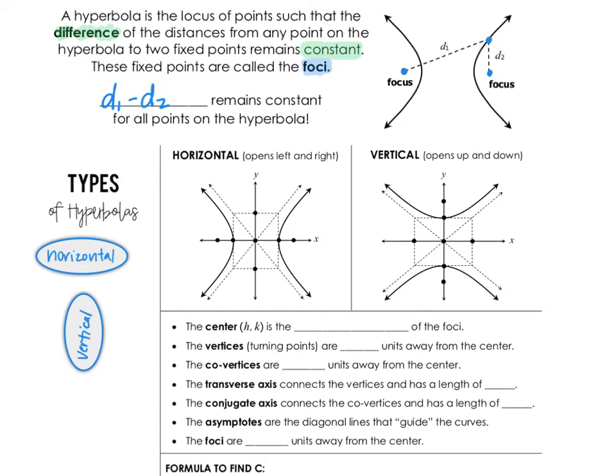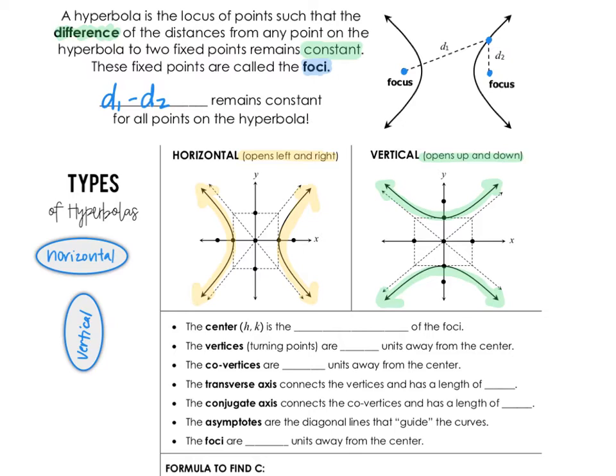The main difference for the two types of hyperbolas is that a horizontal hyperbola opens left and right. So these little curvy parts are pointing to the left and they're pointing to the right. I guess that's the best way to envision it. And then the vertical has little curvy parts opening up and then opening down, like this.